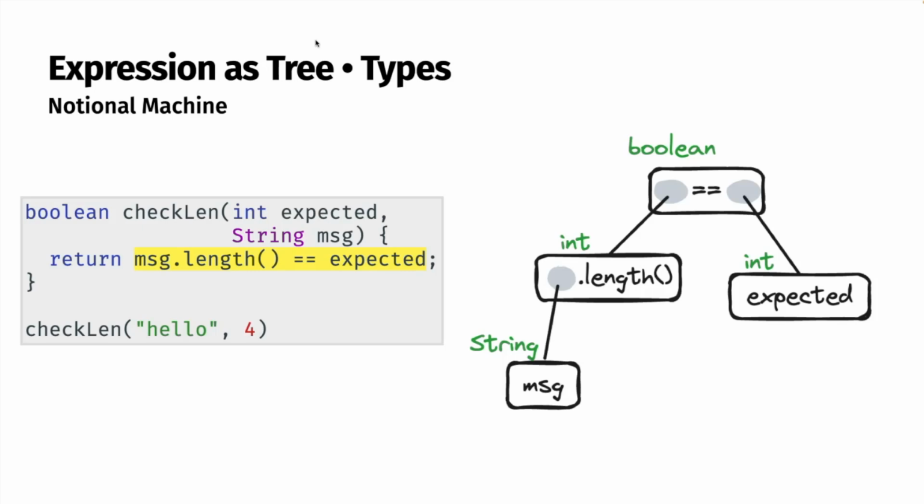So we can annotate the nodes with types, but also with values. So let's say that we have the method checkLength invoked with the arguments "hello" and 4. We can use the expression tree notional machine to evaluate the expressions like they would be evaluated when you run the program. So you start at the bottom and you evaluate msg, which is "hello", length, which is 4. And then to evaluate the top node, you need to also evaluate the right-hand side. So you need to evaluate expected, which has value 4. And then you compare 4 and 4, and you get true.